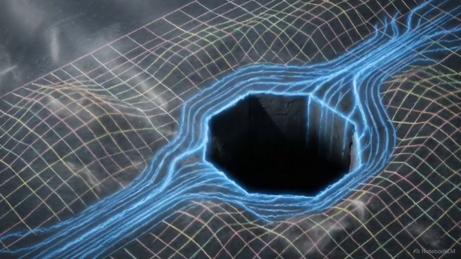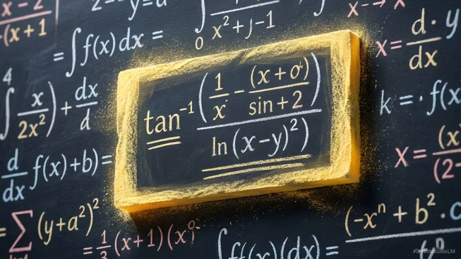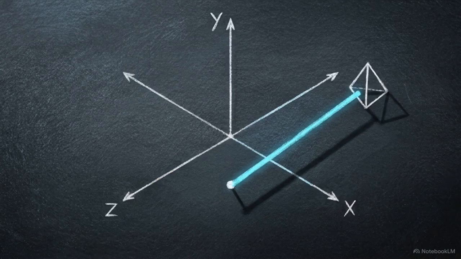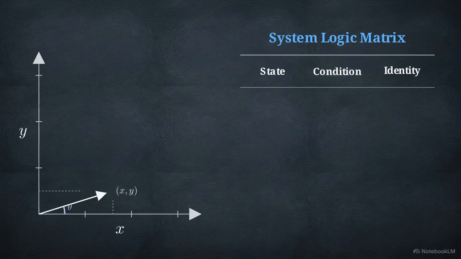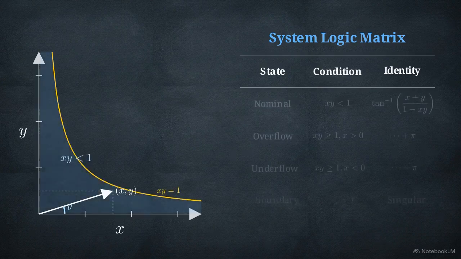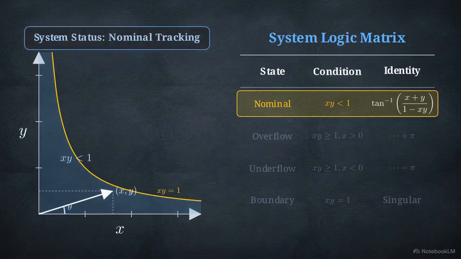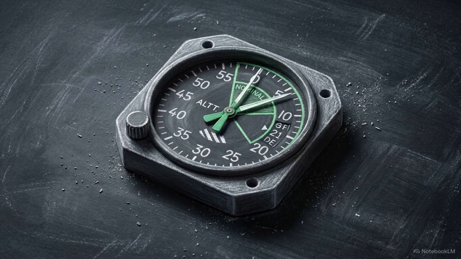flight guidance code. Inverse trigonometric operations require strict limits called principal value branches. These maintain an exact one-to-one mapping between the input ratio and the output angle, preventing spatial ambiguity. This chart plots a spatial vector against the identity's constraints. Under nominal conditions, where the product of x and y is less than 1, the system behaves. The combined angle stays safely within standard tracking limits, without triggering any mathematical discontinuity.